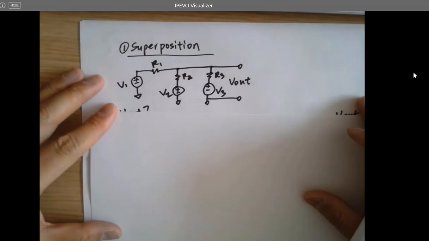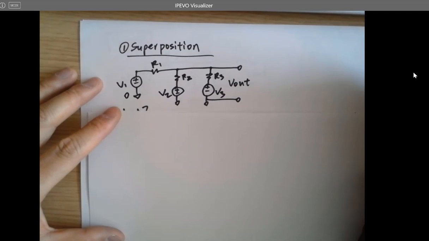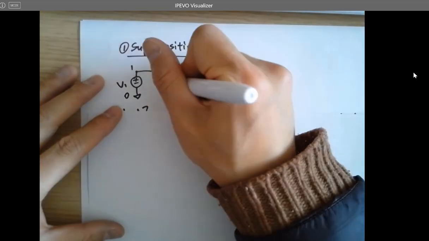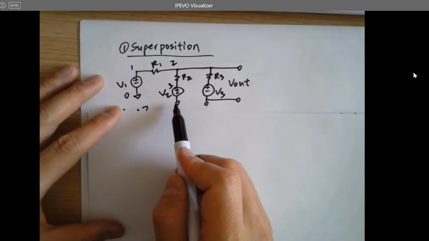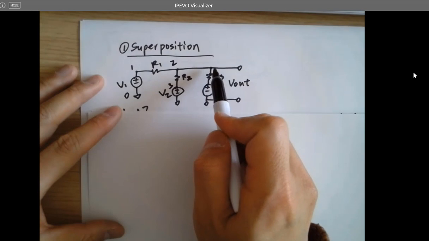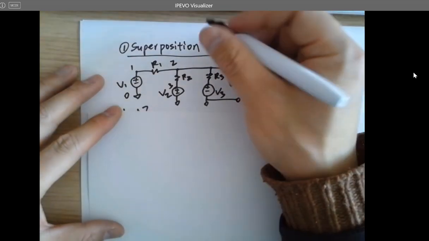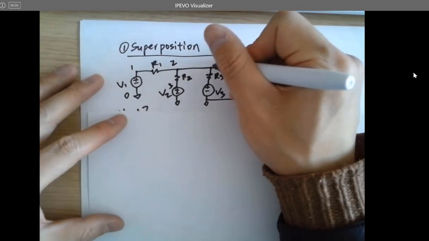Define all the nodes. This is definitely 0. I name it 1, no problem. 2, 3, still 0. What is this? 4, 2. Just verifying if you're still awake. So this is still 2, right? Same node.